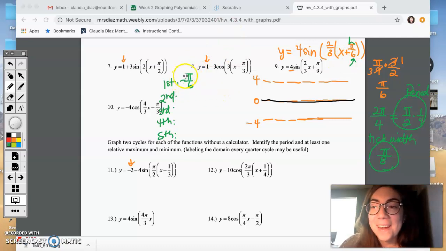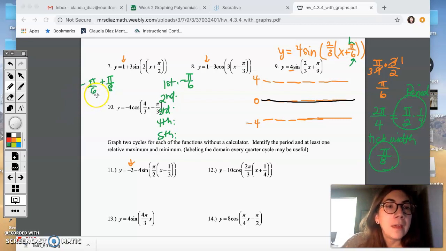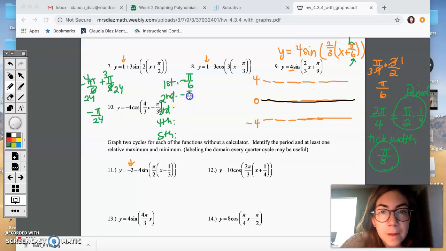Now we're going to add negative pi over 6 plus pi over 8. Yeah, let's try that. I'm going to do this over here. Negative pi over 6 plus pi over 8. Got to get a common denominator. They both have 24. So that would be -4 plus 3. So this is going to be -1 pi over 24. So the second tick mark is negative pi over 24.